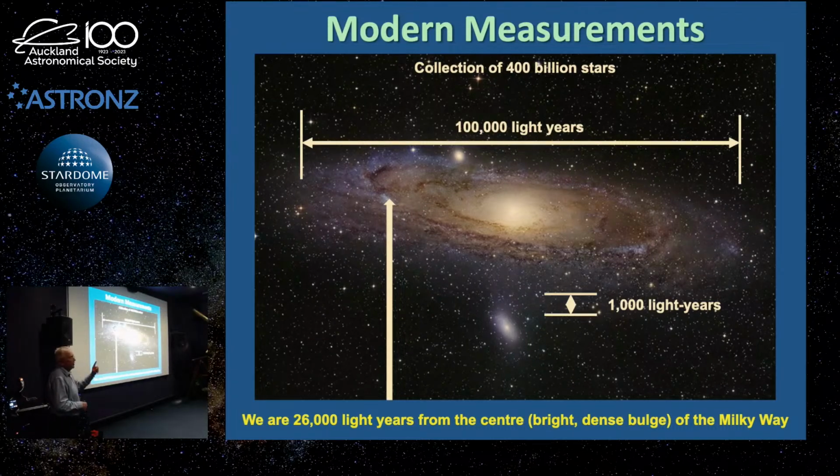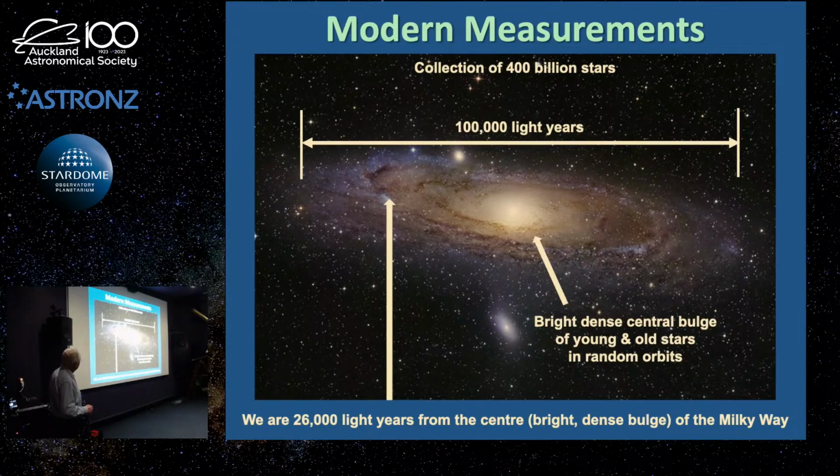Remember, 1 light year is 10 million million kilometres. So it's about 100,000 light years. We sit out here halfway out, about 26,000 light years from the centre of the Milky Way. So we're about halfway out, very roughly. The thickness of the disk is about 1,000 light years, to give you an idea of that. And here's the nice big central bulge here.